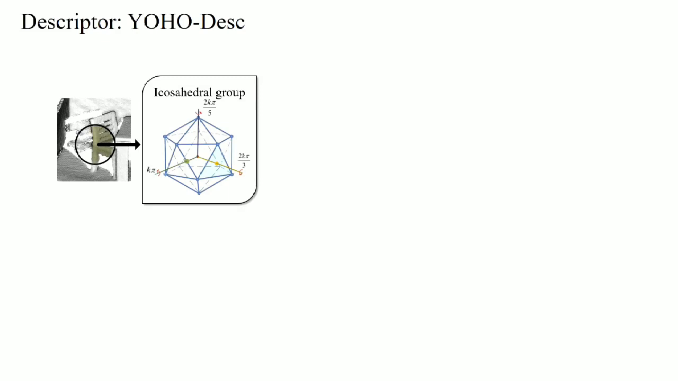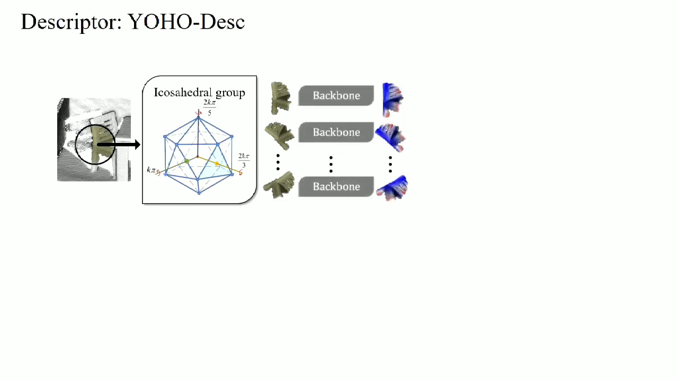Then we will introduce how we realize it. Our descriptor, called YOHO descriptor, is constructed on the icosahedral group. It is the largest subgroup of the rotation group and contains 60 rotations. Then given a patch, we first rotate it using the group and obtain 60 rotated copies. We extract features on the copies using the same backbone network and obtain 60 n-dimension features. It is denoted as a 60 times n matrix.